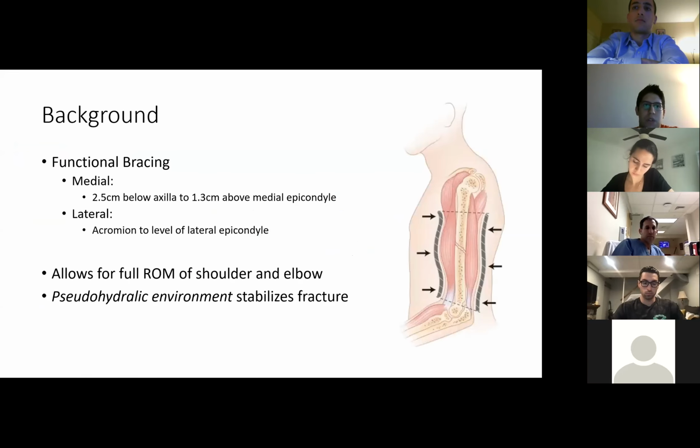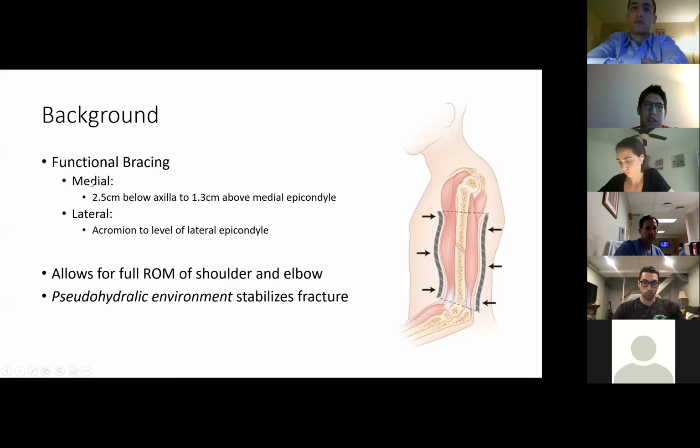So Dr. Sarmiento's claim to fame is that he's a pioneer behind this concept of functional bracing. The idea is that it's bracing only the fracture site, and you're able to leave both the joint above and below free to move. So it's a cylindrical brace that's placed around the fracture site, and it compresses the fragment to be able to reduce it such that anatomically it has good outcomes. And I'll go into that a little bit more in a bit.